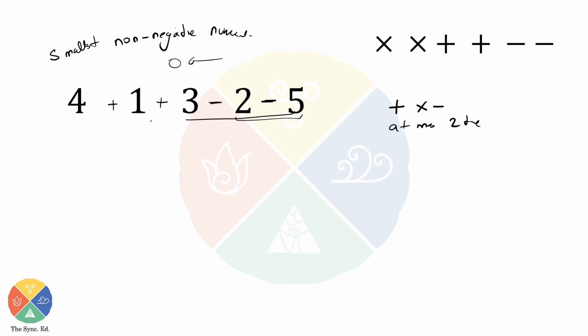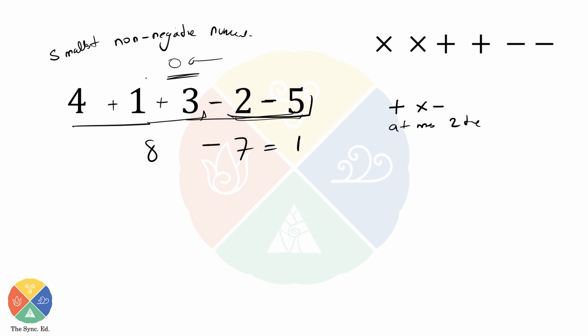Let's see. 3 minus 2 minus 5 is minus. Wait. This is 4 plus 1 is 5. 5 plus 3. So this is also together. 4 plus 1 plus 3 is 8, and minus 2 minus 5 is 7, and you are going to get 1. So you got 1 here, but that's still not as close to 0 as possible.